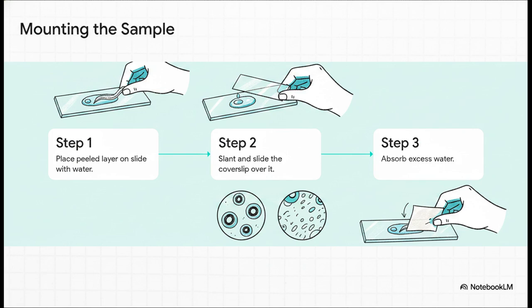Okay, so once we've got that ultra-thin layer, we have to mount it. We drop it onto a slide with a little distilled water just to keep those delicate tissues plumped up and happy. Then comes the tricky part. You hold the cover slip at an angle and slide it down super carefully. Why the slant? Well, if you just drop it flat, you're going to trap air bubbles. And trust me, under a microscope, air bubbles look like giant, distracting black donuts that totally ruin the view. Finally, just dab the edges with some filter paper to soak up any extra water.